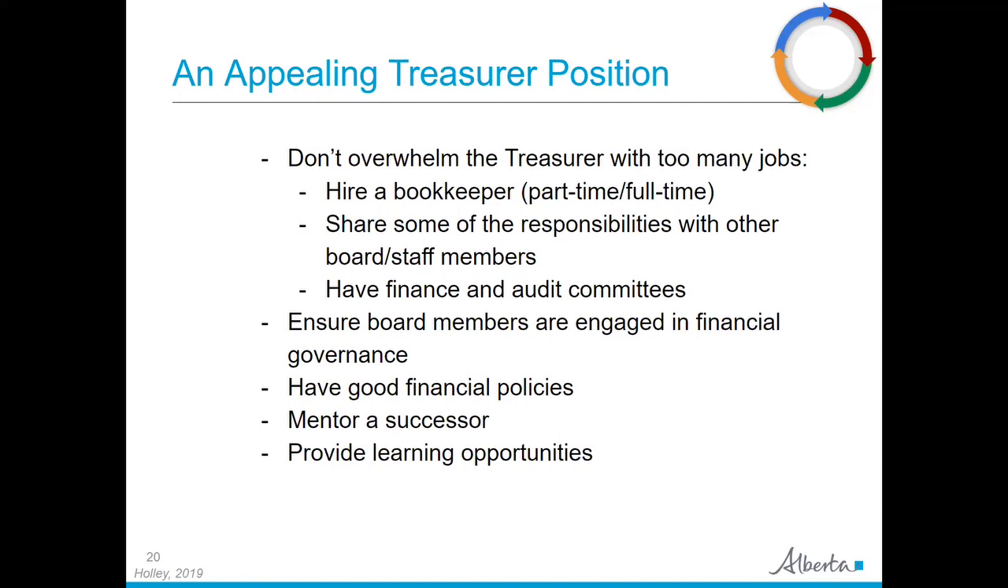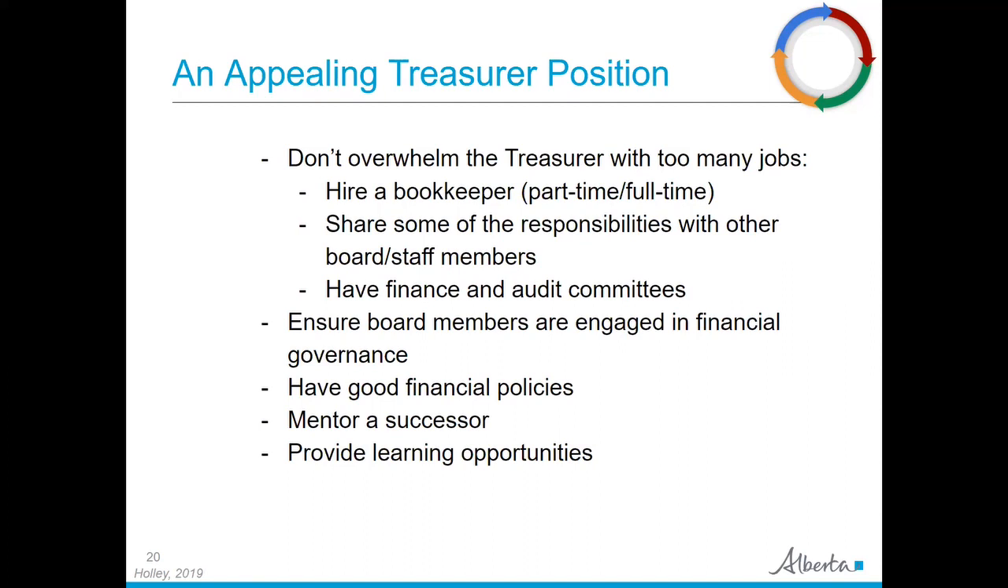Also, make sure there is a plan and process to mentor your next treasurer, i.e. the successor. And last but not least, provide learning opportunities for the person who is serving in the role as treasurer. Helping them to further develop the skills they need to fulfill their role as treasurer within your organization is a great benefit to them as individuals and to the organization as a whole.